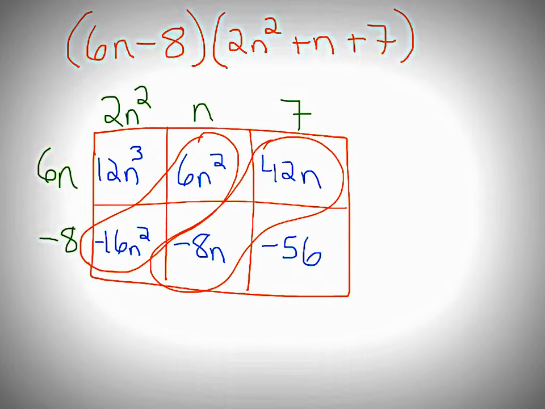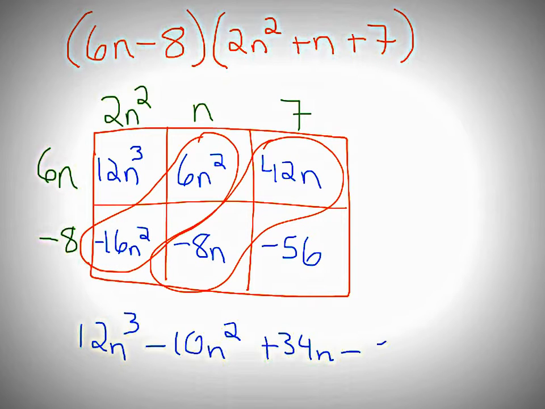So after you fill in the box, you should have combined like terms to get the answer 12n to the third. And then combine your terms with n squared. You should get minus 10n squared. And then combine the terms with just n, and you should get plus 34n, and then minus 56 at the end. So now let's practice the same concept, but we will be distributing instead of making a box.